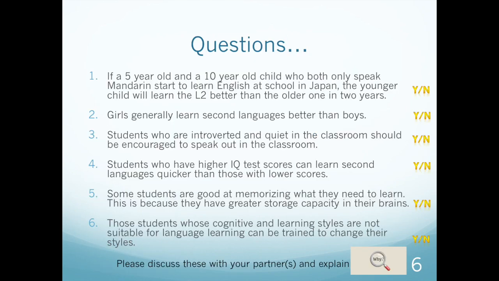In the next slide, meaning in slide 6, I have a series of questions that I'd like you to look at in your own time and leisure, that in fact are questioning some of the characteristics of language learners, whether they are related to IQ, to gender, to the ability of learners to memorize. So you can look at these and maybe consider whether you think they are correct or not. So you can do this at your own leisure.